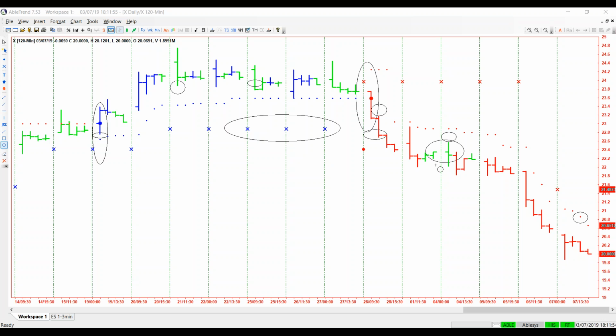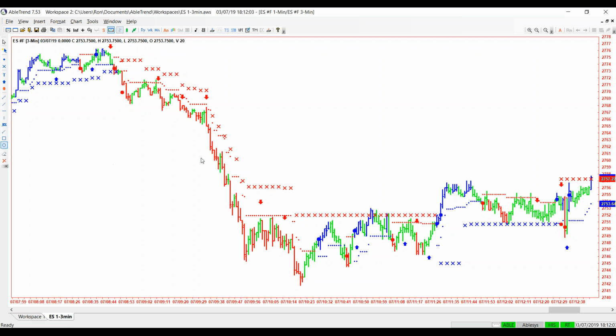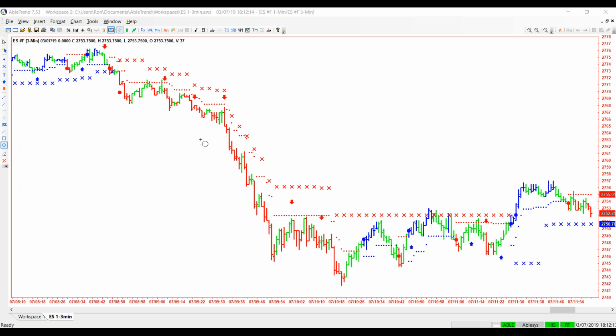Okay, so there's your stop loss right now at the previous or second highest small red dot. We're going to jump over to the E-minis. This is an E-mini S&P chart. Really nice little trade here this morning.